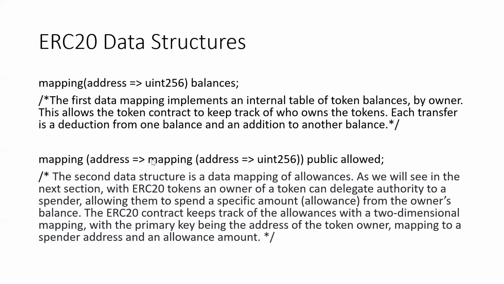Notice this is a two-step mapping. You've got a mapping of an address, and then that's mapped to another address, which is mapped to an unsigned integer. So the way this works is the first address is going to be the token owner. The second address is going to be the spender address, and then the allowance amount is this unsigned integer here. Up here, we just had a one-dimensional mapping. Here we have a two-dimensional mapping. Okay, so that's our ERC20 data structures.